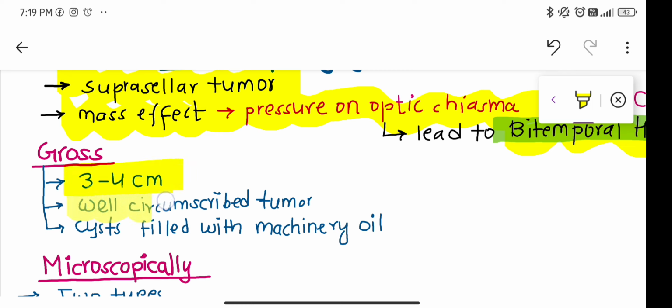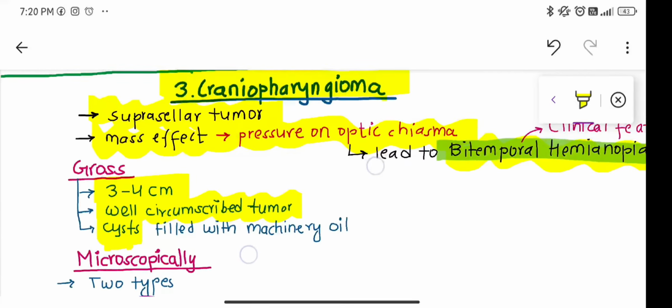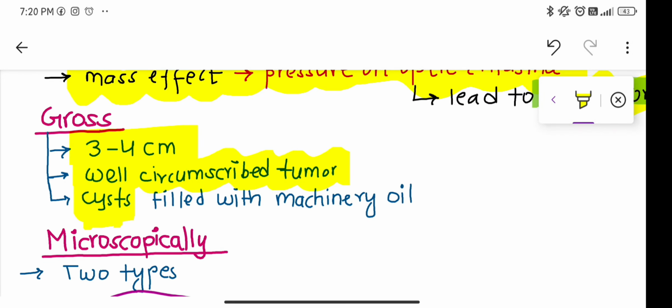It is a well circumscribed tumor, and it is characterized by a cyst that is a true cyst, because it is lined with cells. If the cyst is simply a space, a cavity filled with something, fluid, air, or anything, and it is lined with cells or epithelium, then it is called a true cyst. If it is not lined by true epithelium, then it is called a pseudocyst. The cyst in craniopharyngioma is a true cyst because it is internally lined by stratified squamous epithelium. It is filled with machinery oil.